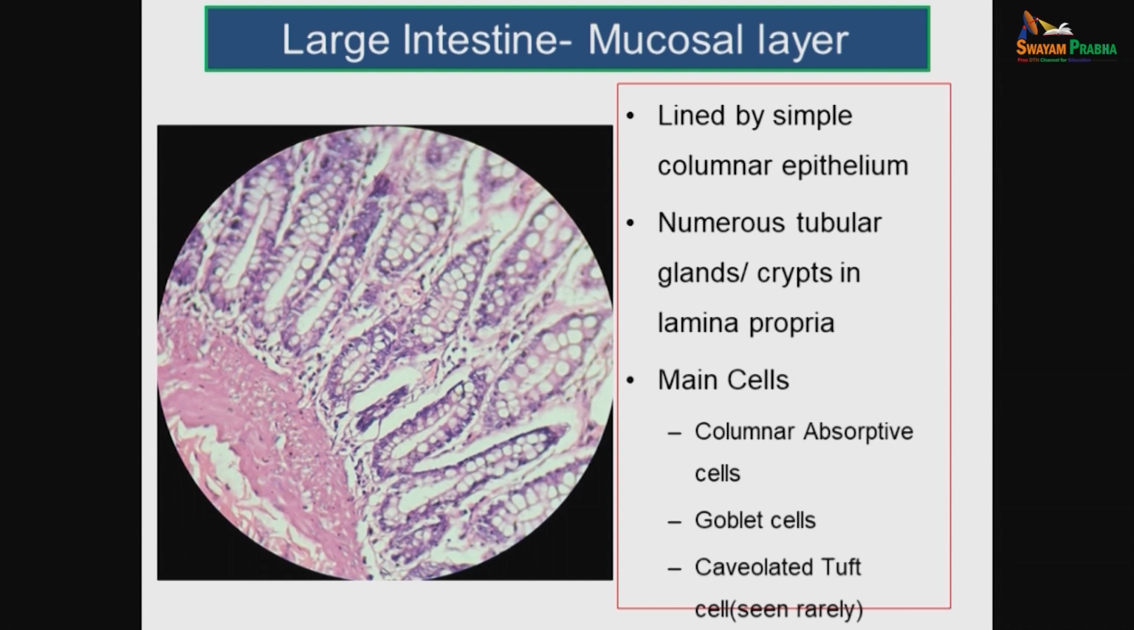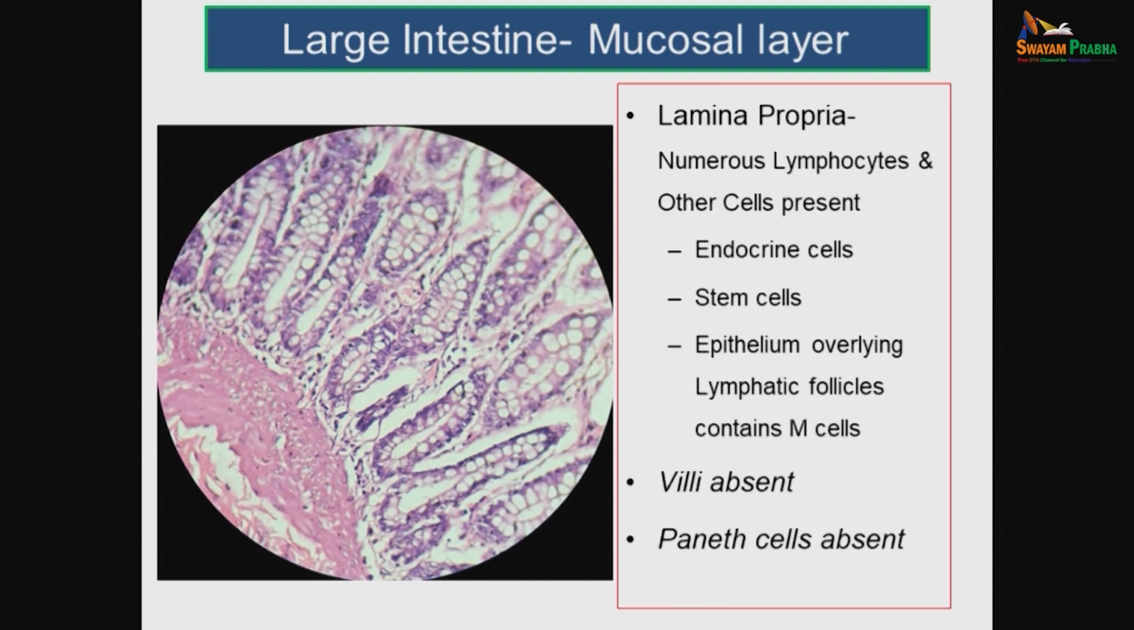Next, we have seen the simple columnar epithelium in the mucosa, the cells of the simple columnar epithelium. Now, we will also have a few words about the lamina propria, on which the simple columnar epithelial cells are resting. In the lamina propria, there are numerous lymphocytes and endocrine cells. Now, these endocrine cells and stem cells are all features of the small intestine also.